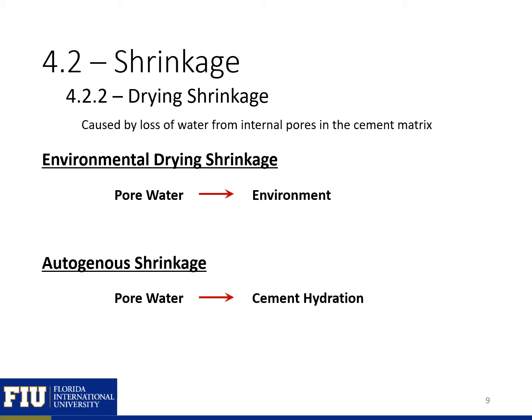As I had said, our drying shrinkage is going to be our main type of shrinkage, and this is caused by loss of water from internal pores in the cement matrix, either to the environment or to cement hydration. For water loss to the environment, this is called environmental drying shrinkage, and water loss to further hydrate the cement is called autogenous shrinkage.